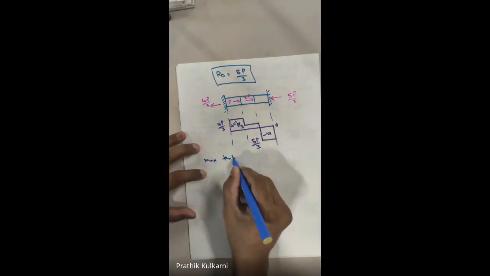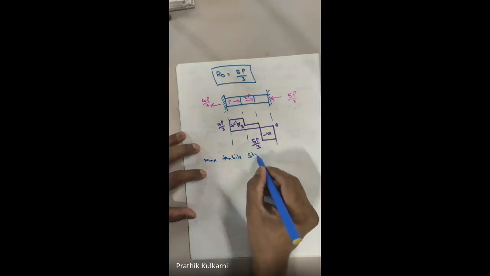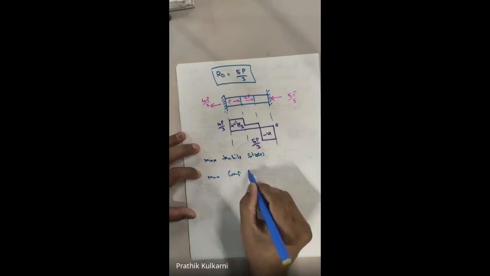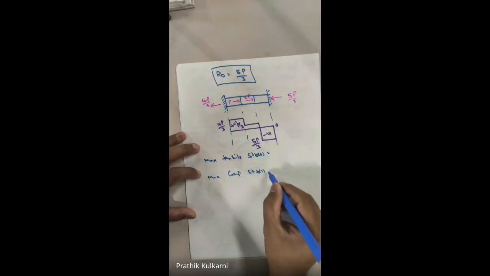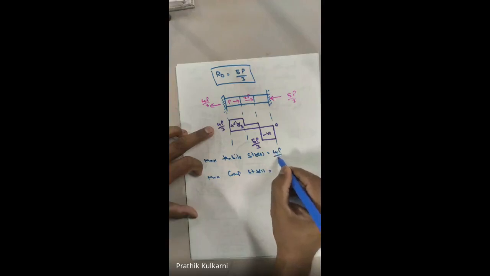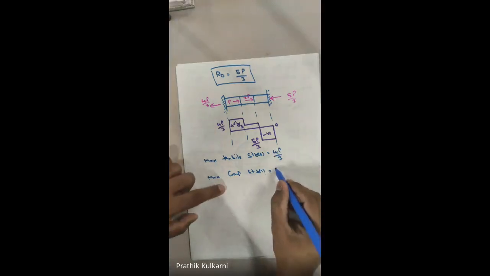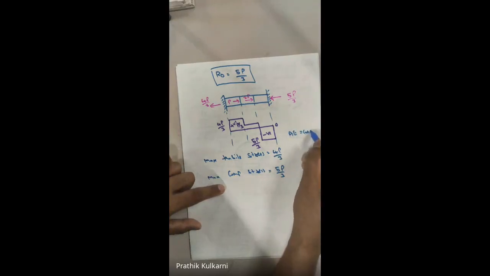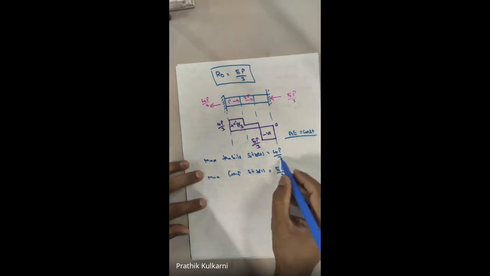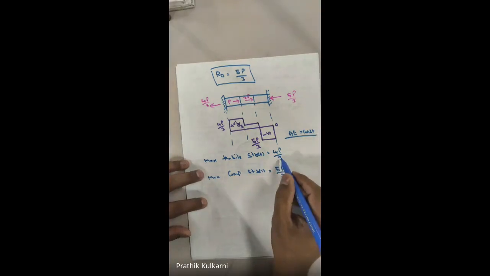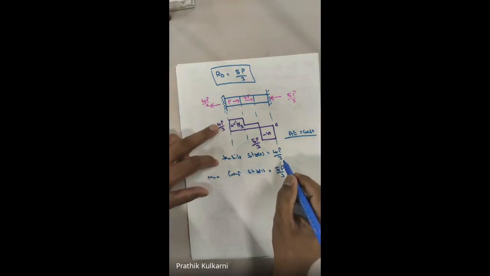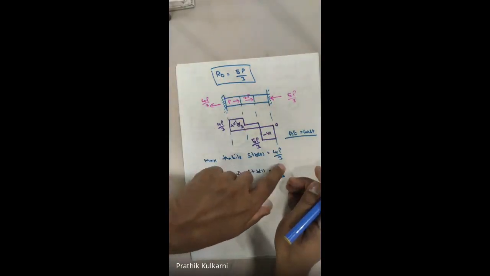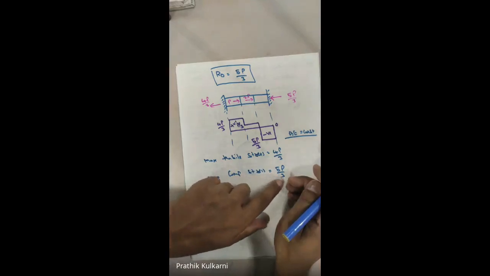So can anyone tell me what is my maximum tensile stress, maximum compressive stress? Maximum tensile stress can be written as 4P by 3. Maximum compressive stress can be written as 5P by 3. Why? Because A and E are constant. Here we need only the area, right? Here we need load upon its area. Load is 4P by 3 by area. Area is constant. So the answer for this one will be 4P by 3. Here the answer is 5P by 3.